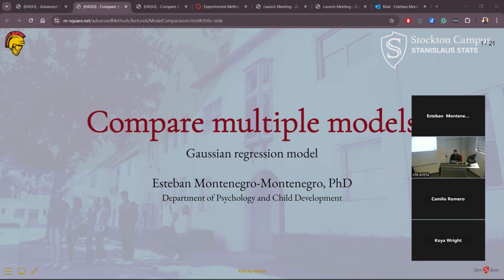And I've been telling you that you need to select the best model for your data all the time. I've been saying that in every single lecture. So today I'm going to explain some possible methods that you can follow to select the best model for your data.